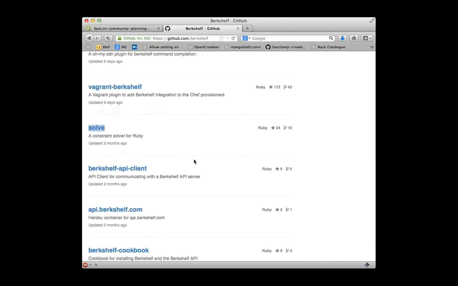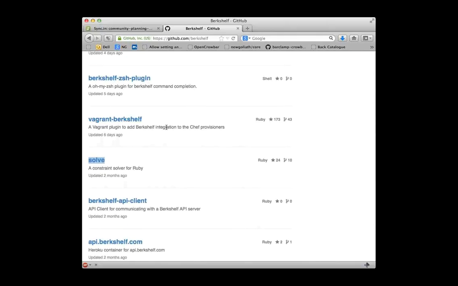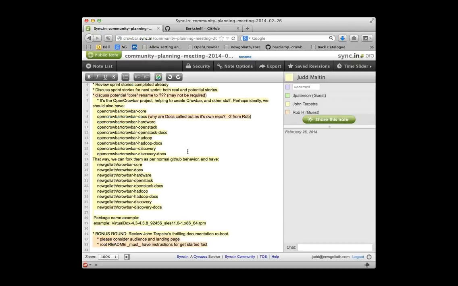Yeah, well, it depends on the process. It depends on the goal, the use of that particular repo, right? So Vagrant Berkshout, it's usually just Vagrant comes first, because it's a Vagrant plugin. And Solve is sort of a side project of the Berkshout people, but it's not applicable only to Berkshout. But all of our Crowbar stuff is applicable only to Crowbar.